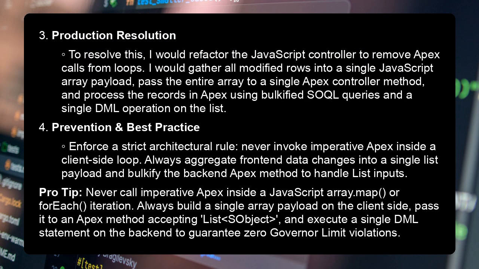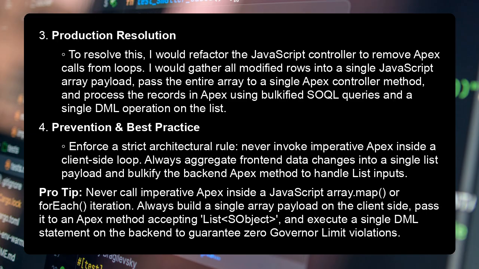3. Production resolution. To resolve this, I would refactor the JavaScript controller to remove Apex calls from loops. I would gather all modified rows into a single JavaScript array payload, pass the entire array to a single Apex controller method, and process the records in Apex using bulkified SOQL queries and a single DML operation on the list.